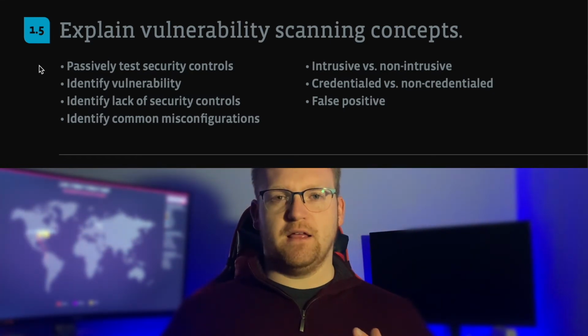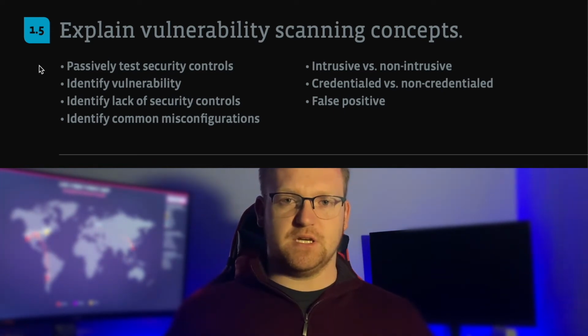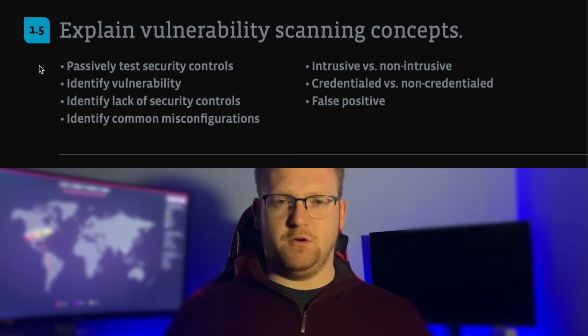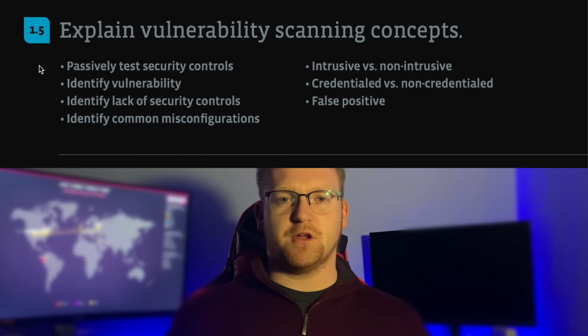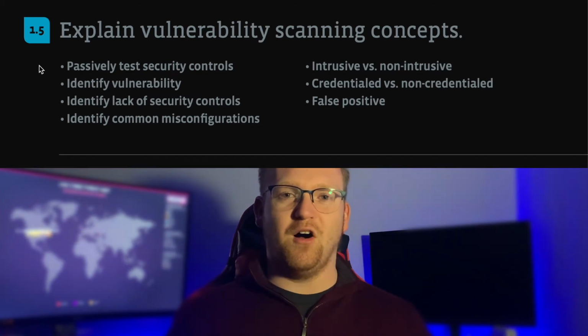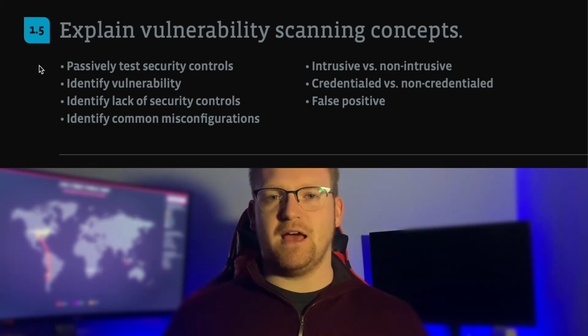Next point, identifying lack of security controls. That would be if there are just no security controls on a particular system. So let's say you're checking to see if there's a firewall and there's no firewall. You found lack of security controls. You found a lack of a firewall. That's probably a really important finding you would want to report to the network administration team.